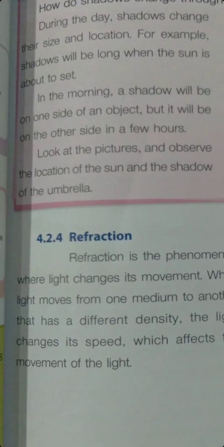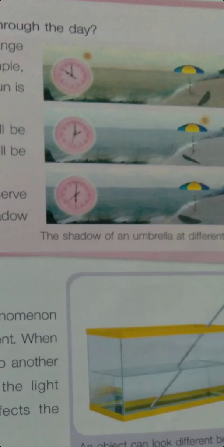And then next is the second picture. In the morning, a shadow will be on one side of an object, but it will be on the other side in a few hours. So it changed. And then look at picture 3.